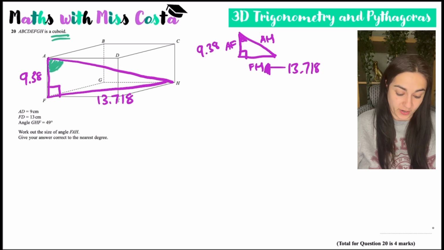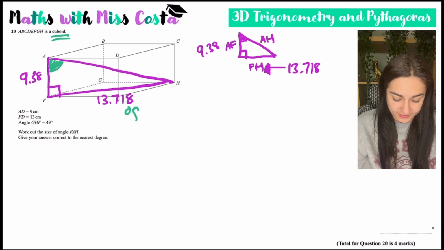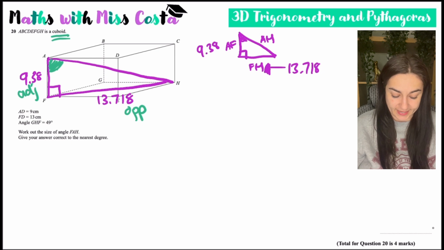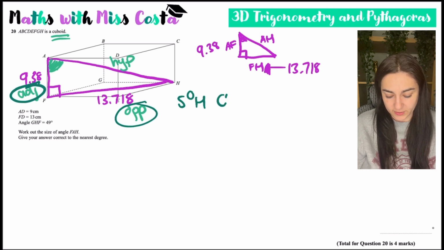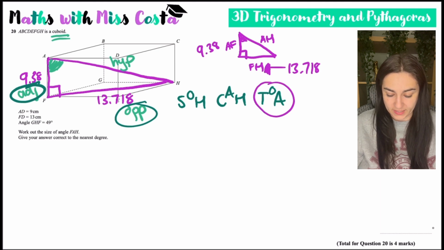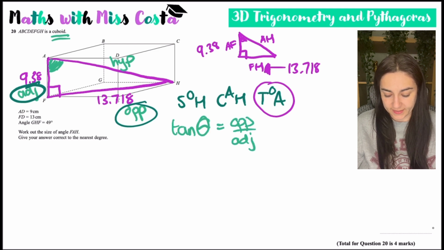So once again, label your triangle in relation to your angle. So this is going to be your opposite because it's opposite the given angle. This side is adjacent because it's next to the given angle. And this is your hypotenuse. Now you've been given the opposite and the adjacent. So once again, write out your SOHCAHTOA, and which uses the adjacent and the opposite? So O and A, that would be TOA. So write out the formula. Tan theta equals opposite over adjacent.